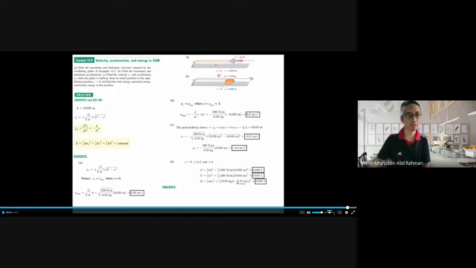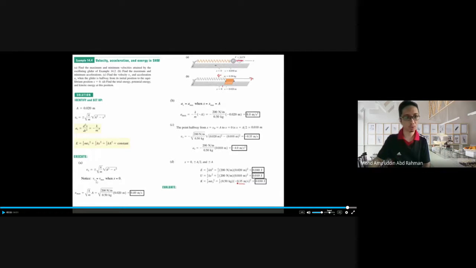From here we can also find our acceleration a by differentiating twice. When we differentiate that, we have a equals minus k over m times x. So these are the related equations, and directly we can use v.